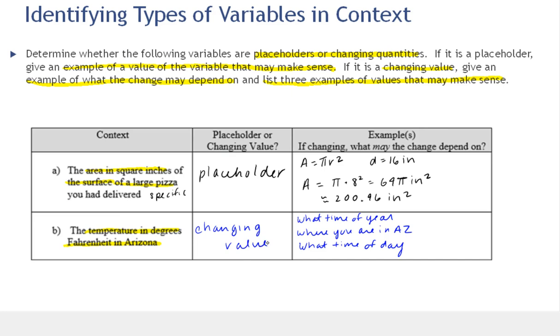And some values that may make sense: it's January right now, so I'm thinking it's about 50 degrees Fahrenheit in the morning. It's been about 73 degrees Fahrenheit in the afternoon. And then since we're in the Phoenix area and we're known for our hotness, let's say that in the summer it could be 119 degrees Fahrenheit. So these are some values of the variable that would make sense. I just picked 3. It could be a whole range of values. But we're just showing that this is a changing value, not a specific value represented by the variable.